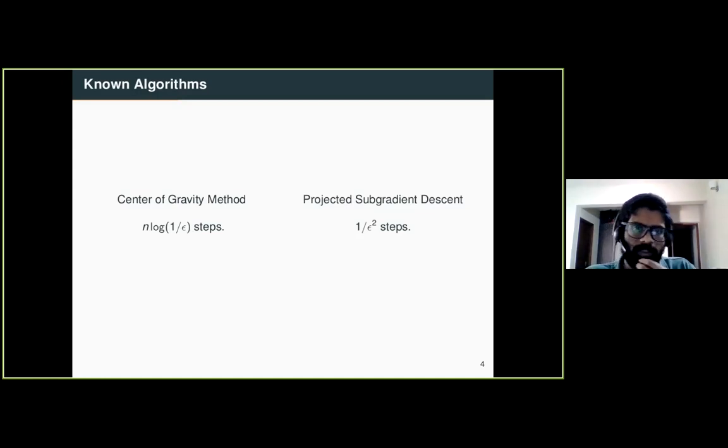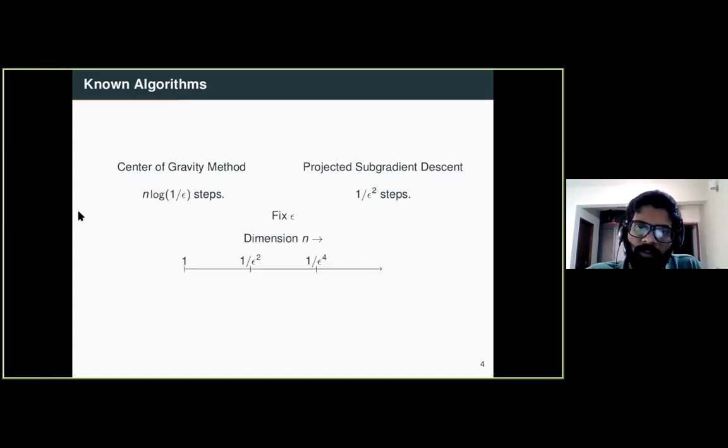So if we look at this a bit more pictorially, we fix a value of epsilon, and we range our n from dimension 1 to larger and larger dimensions. What we've seen above is that in this first segment, the center of gravity method has the better guarantees. And from this second segment onwards, it's gradient descent that has the better guarantees. But these are just upper bounds. How tight are these guarantees? Can we get better? This is what we'll discuss now.